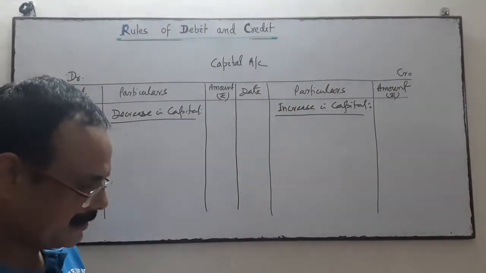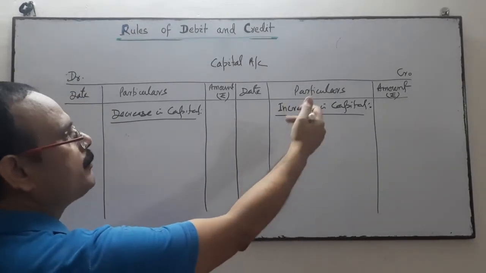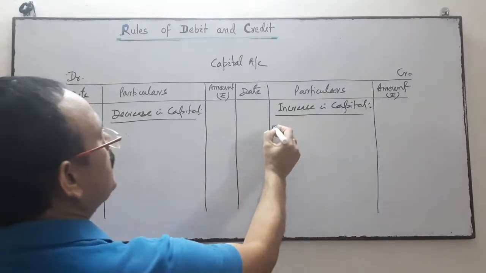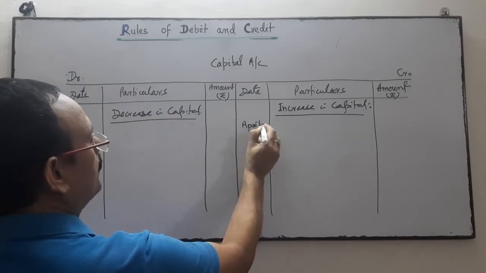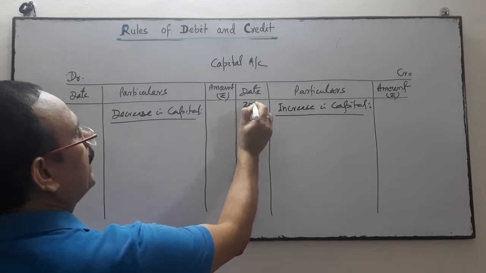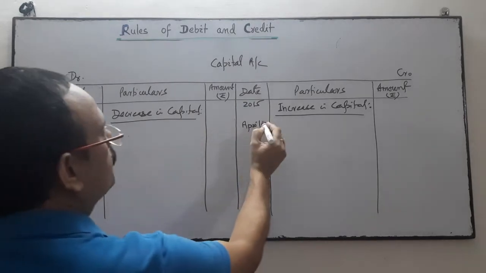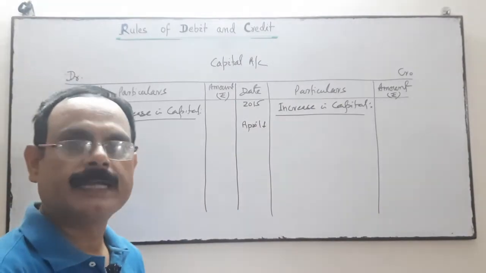So the first transaction is started business with cash. When we start the business with cash, the capital will increase. So this side we will write it. The date is April 1, the year is 2015. First of all we will write the year on both sides in the date column. So first is April 1st. The proprietor started the business with cash rupees 75,000.